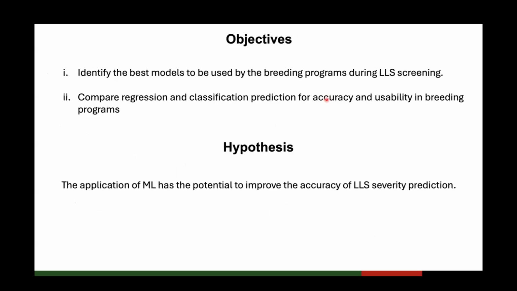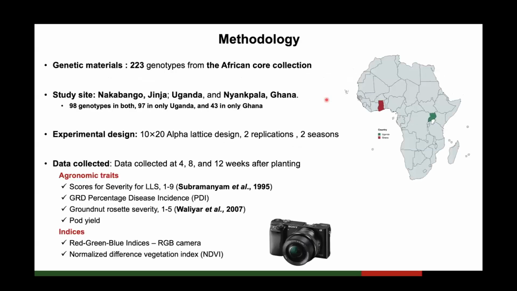So our objective here is, one, to identify the best models to be used by breeders during LLS screening. Two, to compare regression and classification machine learning algorithms for accuracy and usability in breeding programs. We hypothesize that the application of machine learning algorithms has the potential to improve the accuracy of selection for LLS resistance in peanut breeding.